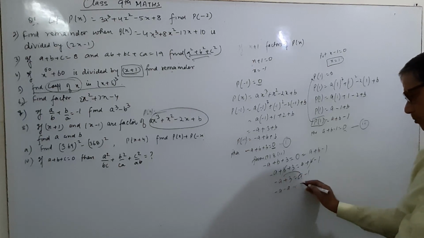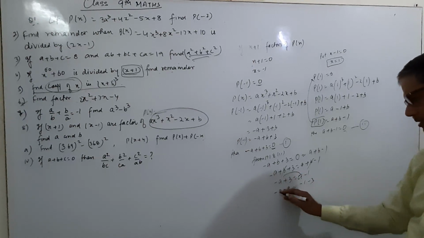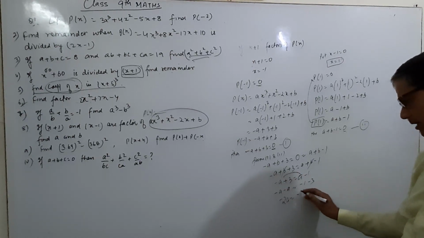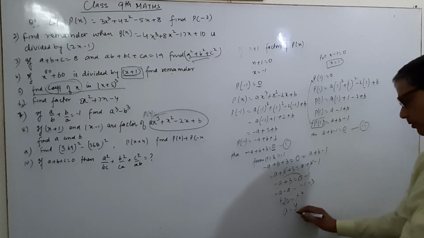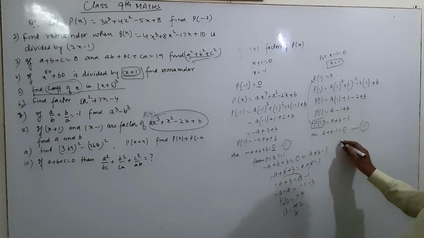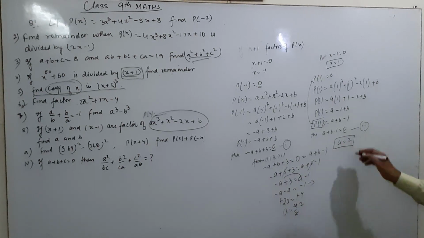Transpose: here is minus 1. This is plus and minus. Minus A minus A is minus 2A, and minus 4. Minus minus cancel, then A is equal to 4 upon 2, which is equal to 2. A is equal to 2 again. The value of A is equal to 2.